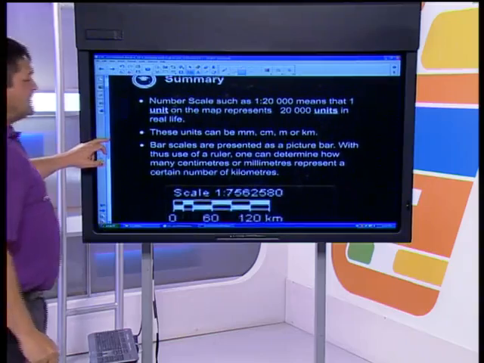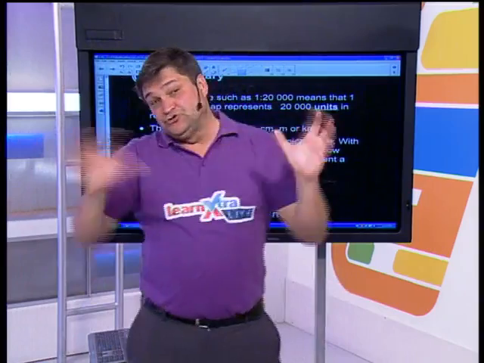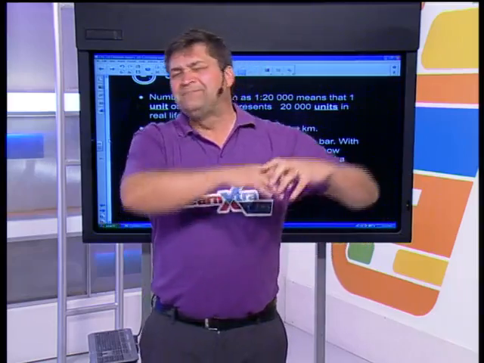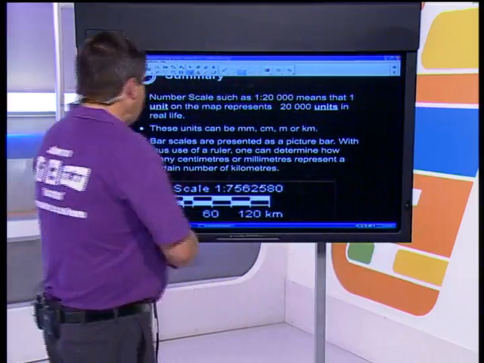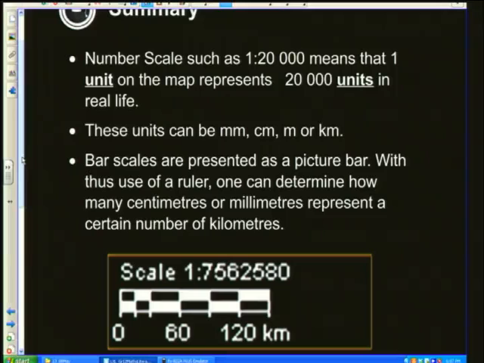Now, first of all, what we need to say about scale is this. With scale, we have two types of scales. We have a number scale and we have a bar scale, or a picture scale. Now, a number scale such as 1 is to 20,000. So this 1 is to 20,000, that's a number scale.